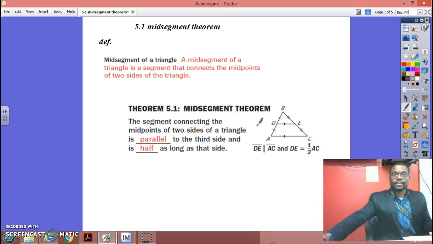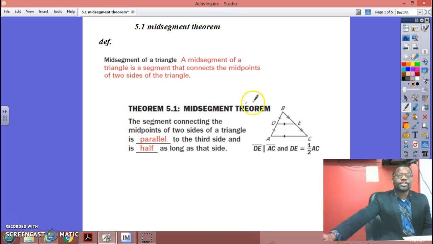All right, today we're going to start talking about the midsegment. We're still dealing with triangles. We're just getting a little bit more involved in the triangle and some of the different aspects. A definition that's important for you to know: a midsegment of a triangle is a segment that connects the midpoints of two sides of a triangle. Okay, so whenever I say midsegment, you know what I'm talking about.